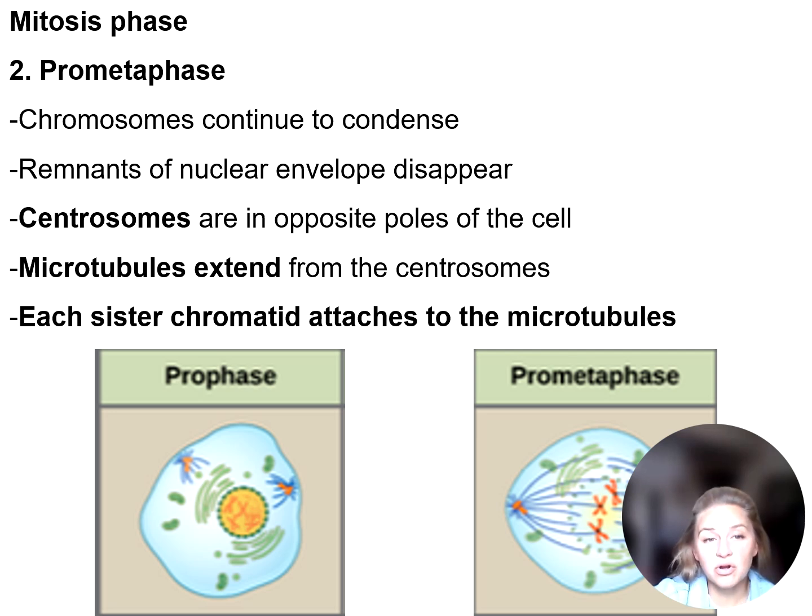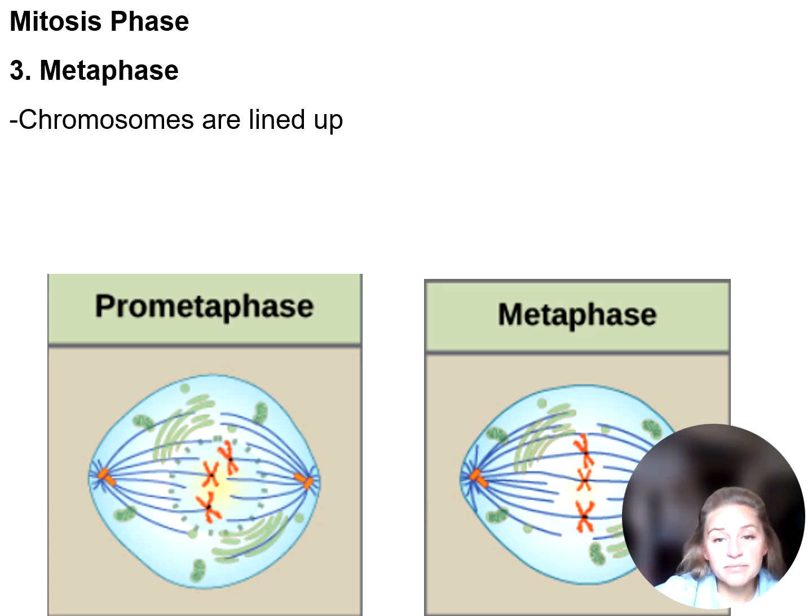The next phase is called prometaphase. The chromosomes continue to condense, and the rest of the nuclear membrane disappears. Centrosomes are on opposite poles of the cell, and the microtubules extend from the centrosomes, and each sister chromatid attaches to the microtubules. So from prometaphase to metaphase, the chromosomes are lined up. If we were using a globe analogy, you would see the centrosomes on the north and south pole, and the chromosomes line up on the equator.